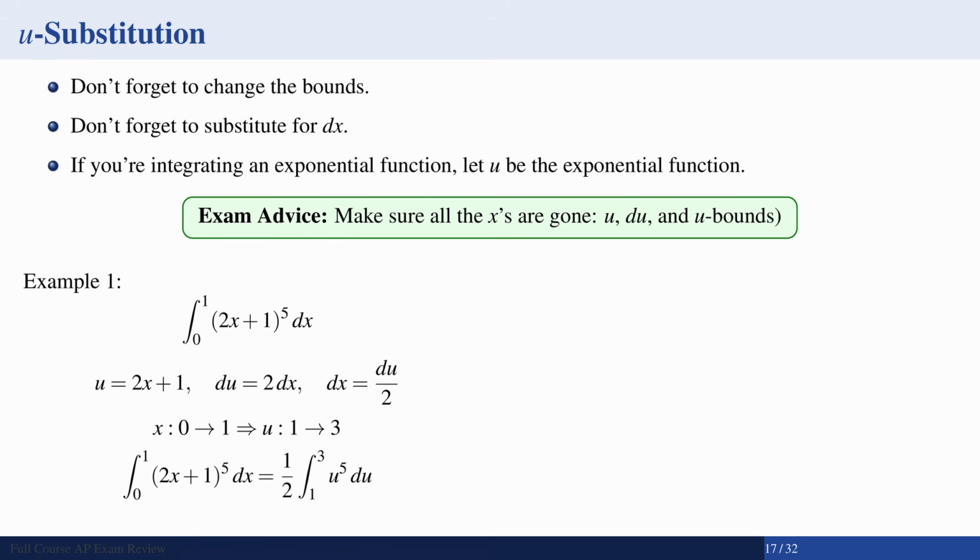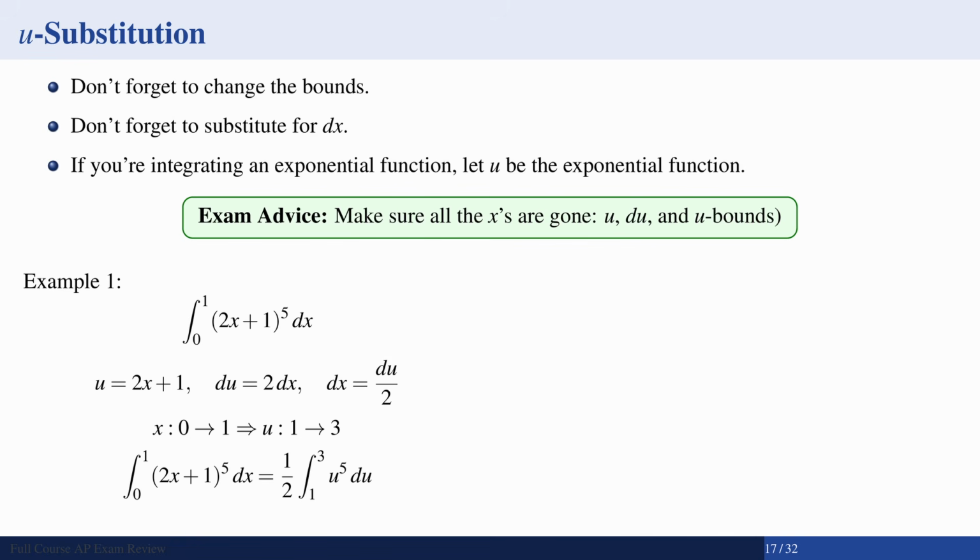So example 1, we're going from 0 to 1, (2x plus 1) to the 5th dx. U is definitely the thing in parentheses, so 2x plus 1, which gives us ultimately dx is 1/2 du. If x is 0, we plug it in, we get 2 times 0 plus 1 is 1. If x is 1, we get 2 times 1 is 2 plus 1 is 3. Our u bounds become 1 to 3, and so we substitute for dx, which gives us 1/2 du.